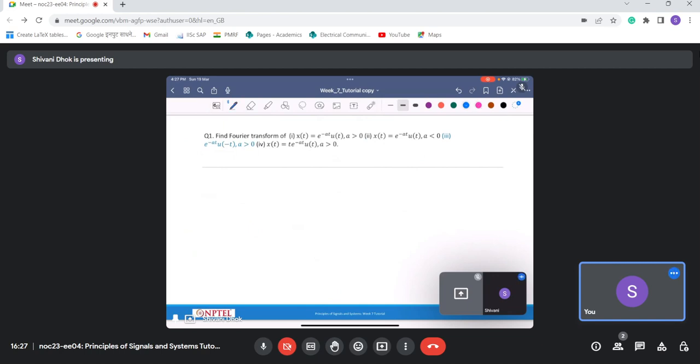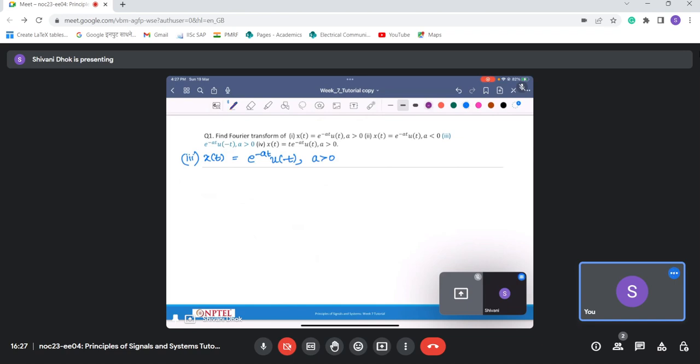Now let us look at the third part of the same question. So it says that my x(t) is equal to e power minus at u of minus t, and now this a is greater than 0. So again let's check if it is absolutely integrable or not.